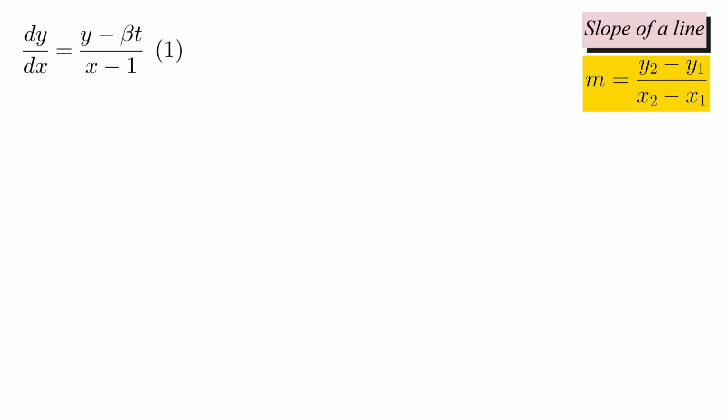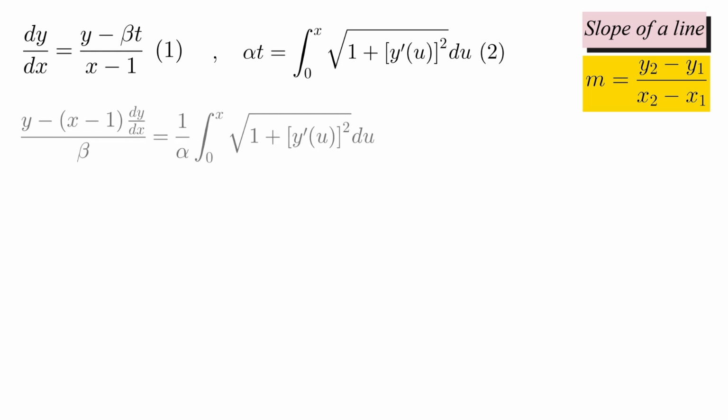So using the formula of the arc length of a curve from calculus, we have alpha times t equals the definite integral from 0 to x of the square root of 1 plus the derivative of y squared du. So we solve for t in the previous equation, and we plug that in the second equation, and we get (y minus (x minus 1) times dy/dx) over beta equals 1 over alpha times the definite integral from 0 to x of the square root of 1 plus the derivative of u squared du.